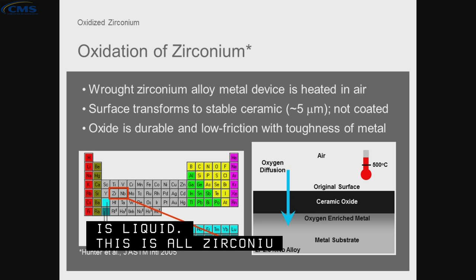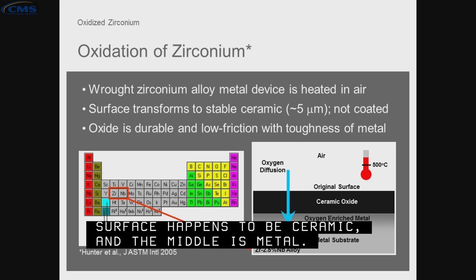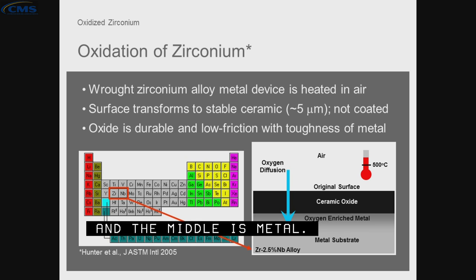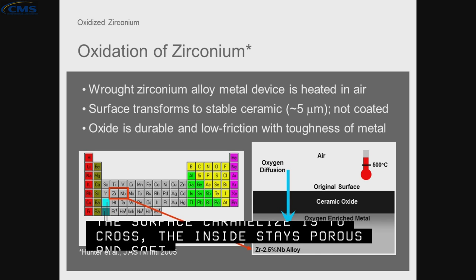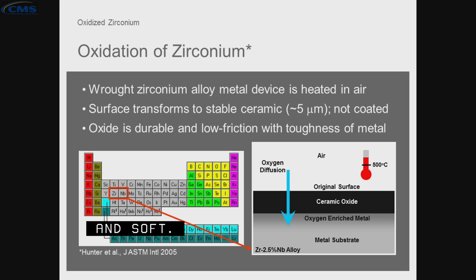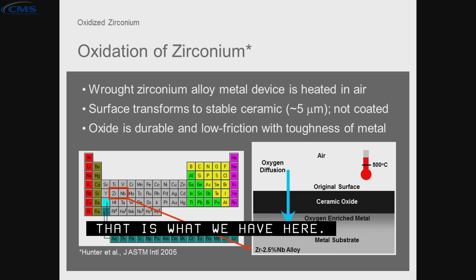You take dough, you put it in an oven. The surface caramelizes to a crust and the inside stays porous and soft. But it's all bread. It all comes from the same dough. So that's what we have here. After the oxidation process is done, we have a surface which is a ceramic, but if you cut it in two, all you see is metal.